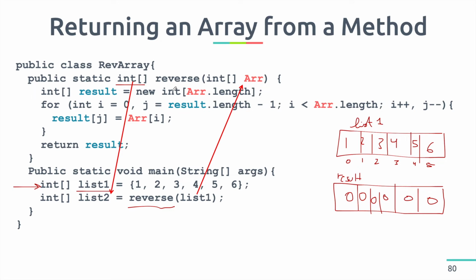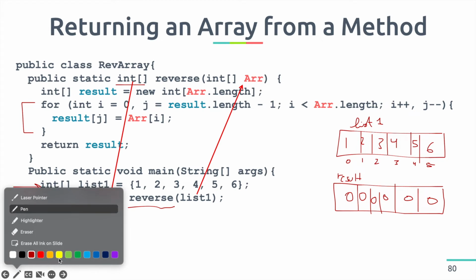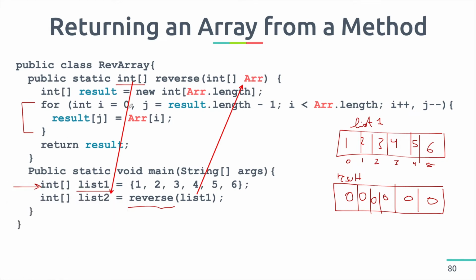Then, as we said, since this method is to reverse the elements, we want the result to be from 6 to 1. How will it do that? By using this for loop statement. In this for loop statement, we have two variables. We have i equal to 0 and j equal to result.length minus 1. So i is equal to 0, and j is equal to result.length, which is 6, because we have 6 elements, minus 1 is 5.